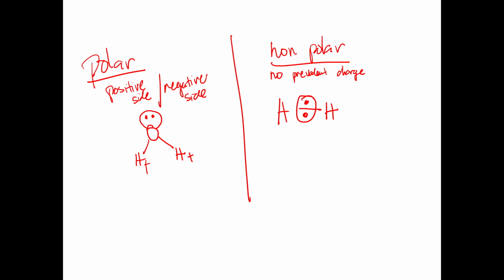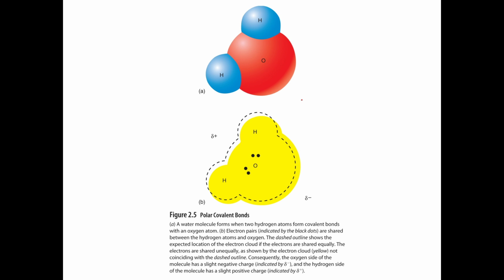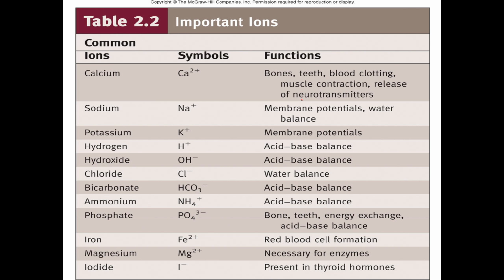Polar and non-polar molecules behave differently. That is why it is important to distinguish them. This is a model of polarity. These are some important ions you should memorize: the common ions like calcium, sodium, potassium, hydrogen, hydroxide, chloride, bicarbonate, ammonium, phosphate, iron, magnesium, and iodide. These are important for body functions.